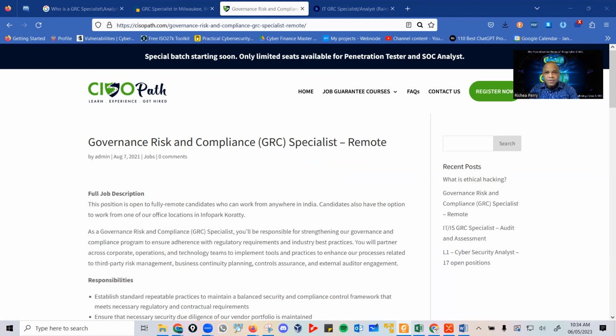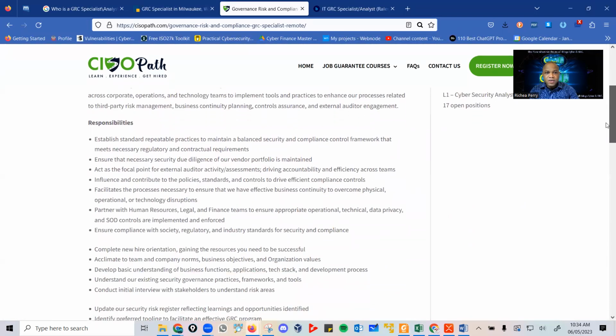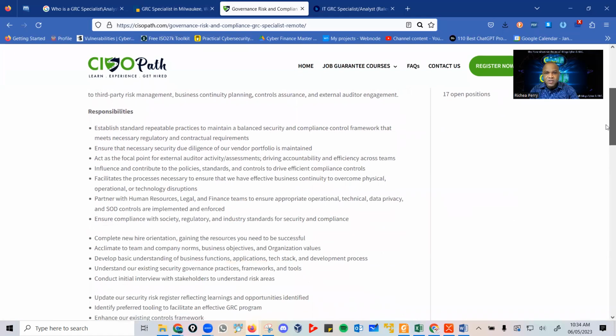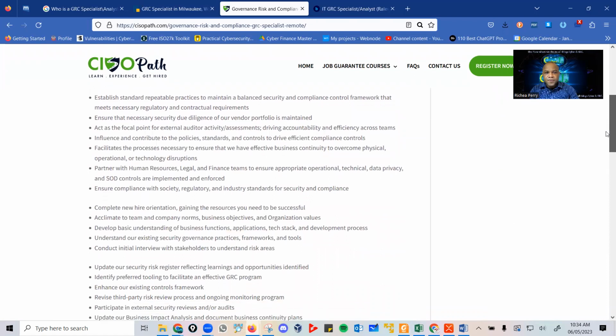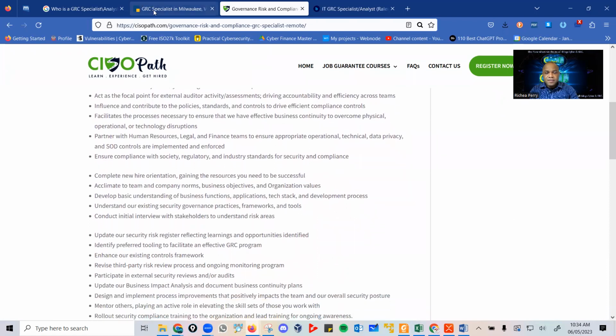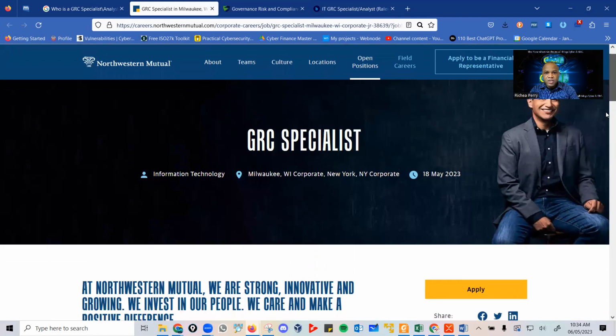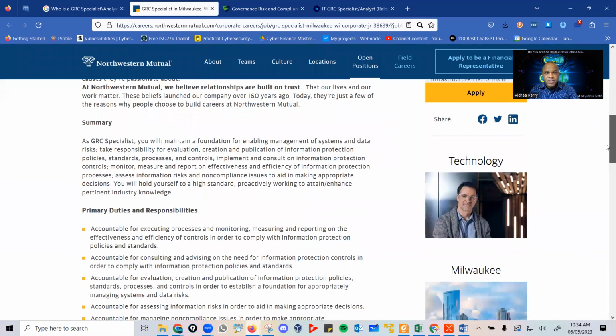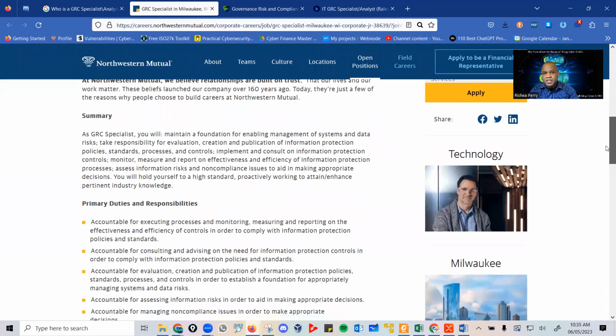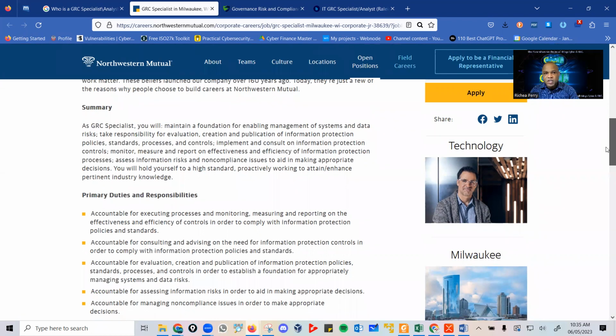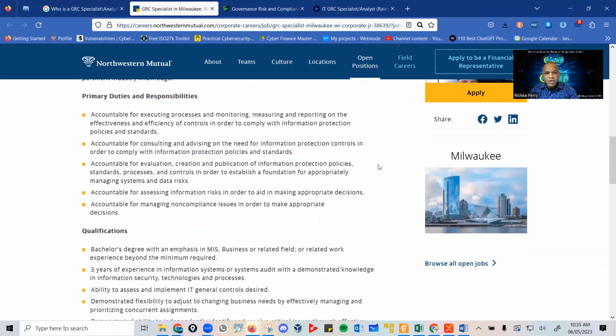Just to give you a comparison, when you look at a number of these job roles as they relate to governance, risk, and compliance, there are a number of similarities in the job descriptions: establish standards, repeatable practices, maintain security, compliance, controls. If we go to this job role, GRC specialist, you will maintain a foundation enabling management of systems and data risk, take responsibility for evaluation, creation, and publication of information protection policies, standards, processes, controls, and implement and consult on information protection controls. And it goes right back to accountability.